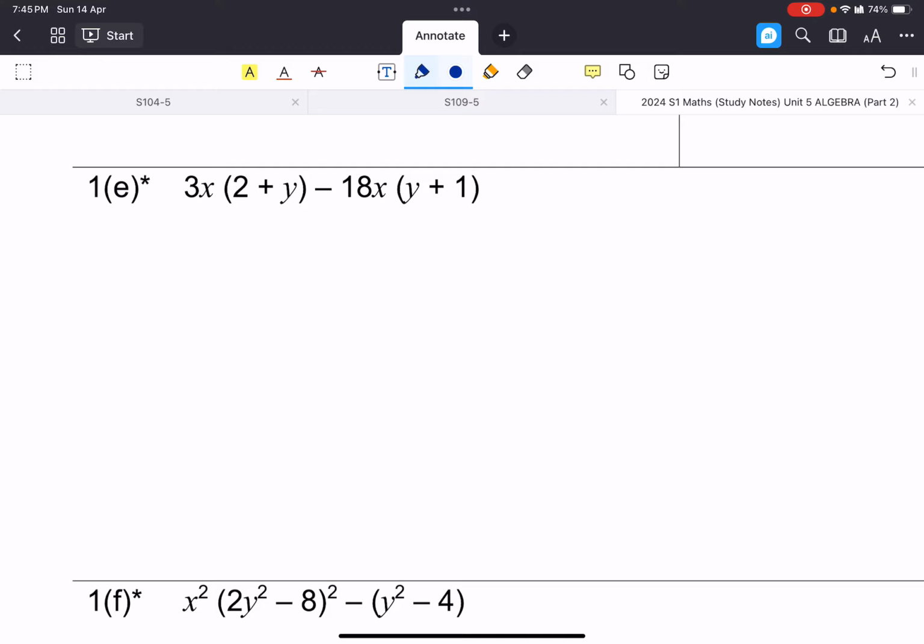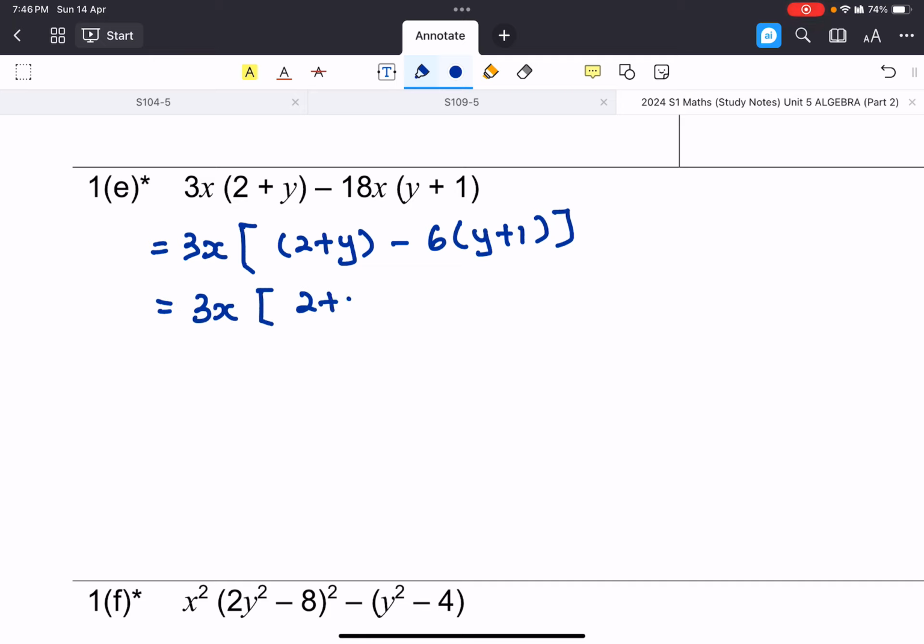So what can we do over here? My first instinct is, let's see if we can extract out a common factor. Common factor here will be 3x. Sure. So if we take out 3x, what do we have left? This term we have 2 plus y, and then we have minus 6, and then y plus 1. That's what we get. Okay, so we just simplify this.